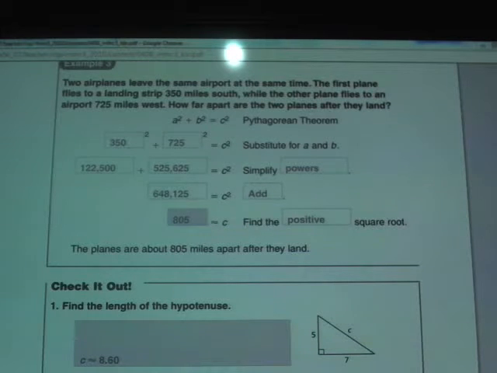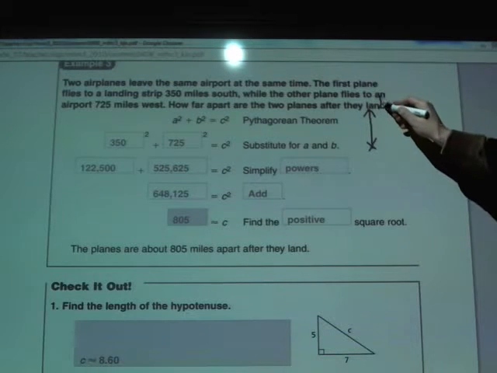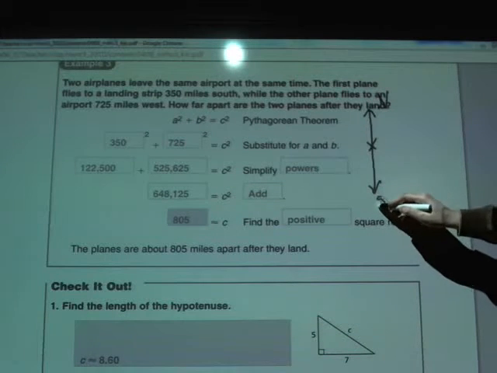All right, let's go ahead and continue on with number 3 here. It says 2 airplanes leave the same airport at the same time. The first plane flies to a landing strip 350 miles south, while the other plane flies to an airport 725 miles west. How far apart are the 2 planes after they land?